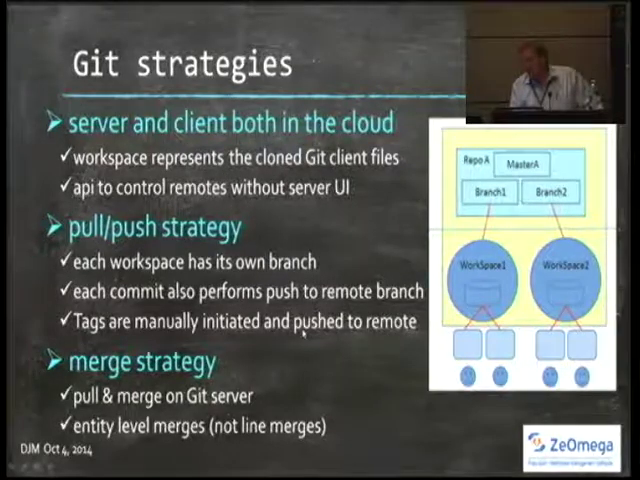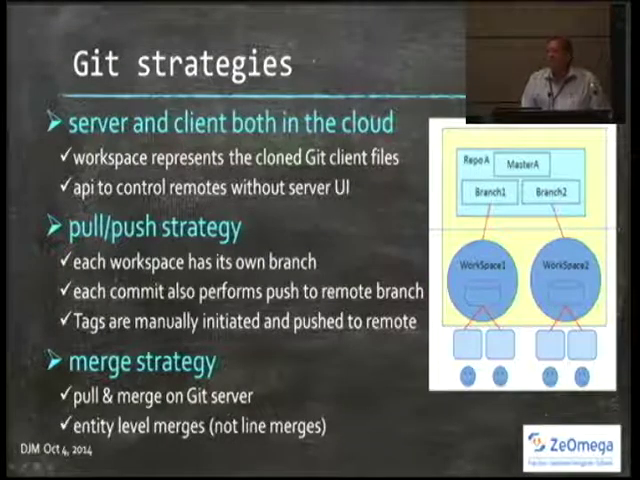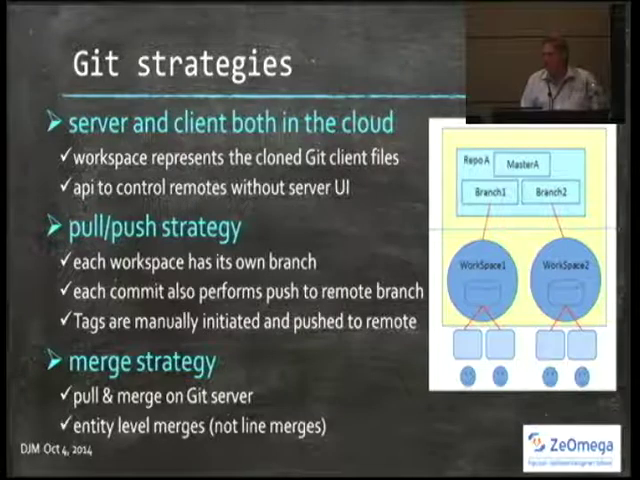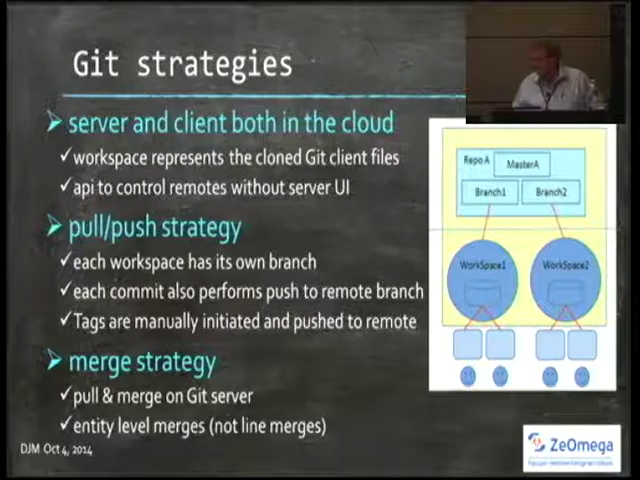So our merge strategy is to do the pull and merge on the Git server and have entity level merges. In other words, we're not going to do line merges. It doesn't make any sense to replace one line in an XML file because it might not have any contextual meaning. So the entities are pretty small, and you'll change the whole file or none of it. And that's the merge strategy.